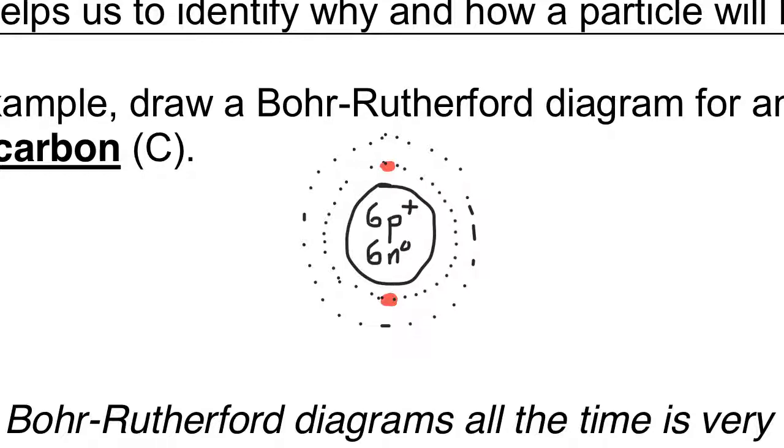Well, I already have 2 electrons in the first orbit. I just need 4 more electrons, so I'm just going to draw them in. 1, 2, 3, 4. And I always do that order of filling. I usually go top, bottom, left, right, top, bottom, left, right, and that just keeps me consistent.